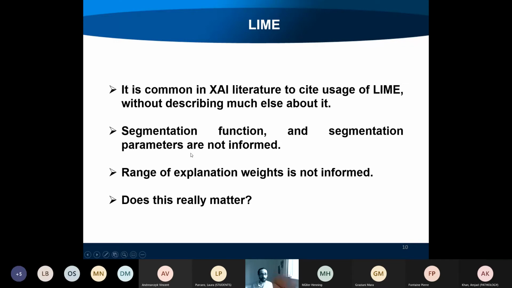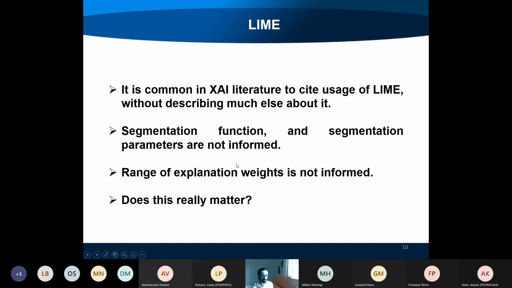So the problem is when people use LIME, oftentimes they just say, this explanation was generated with LIME, and that's it, right? LIME has a bunch of parameters in it, and we were just talking about how choosing the superpixels is important. So it's interesting to know what segmentation function was used. The segmentation function is the one that generates superpixels. So which one was used? What were the parameters, right?